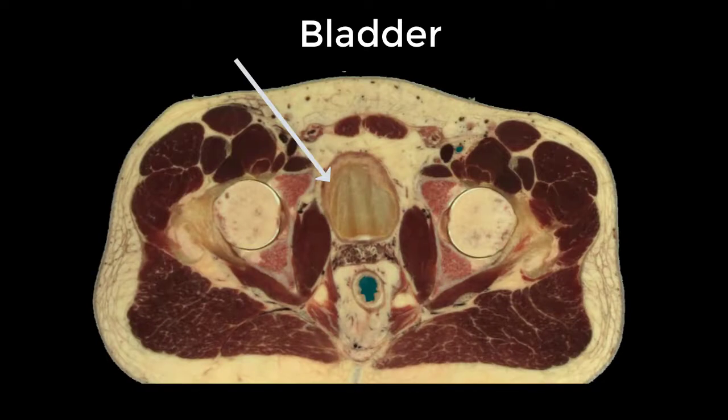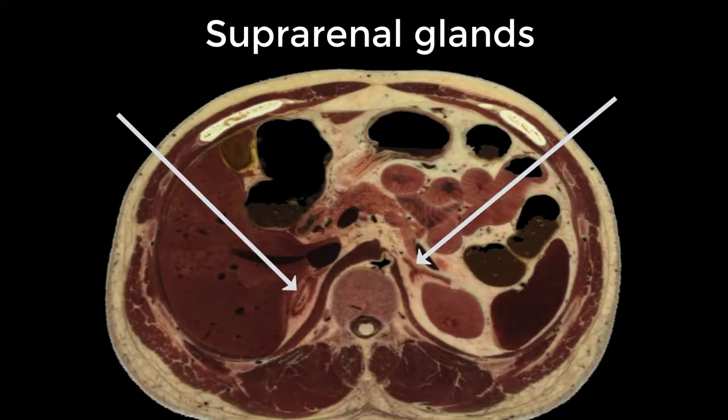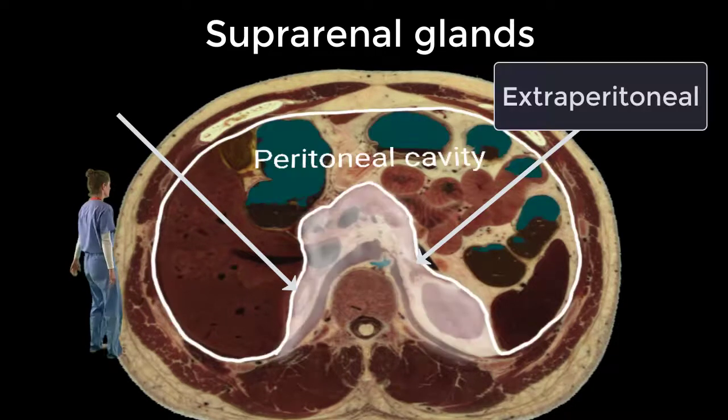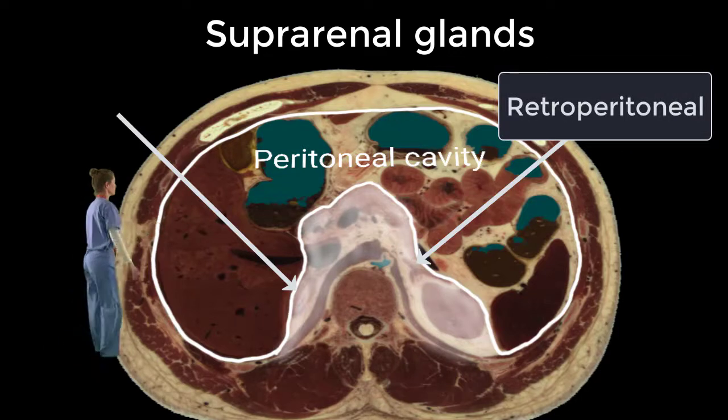Bladder. The bladder doesn't help with digestion, never had a mesentery, and sits outside the peritoneal cavity, so it is extraperitoneal. Suprarenal glands. The suprarenal or adrenal glands are also extraperitoneal. They sit on the superior aspect of the kidney and developed outside of the peritoneal cavity. More specifically, we could say they are retroperitoneal since they are located behind the peritoneum.